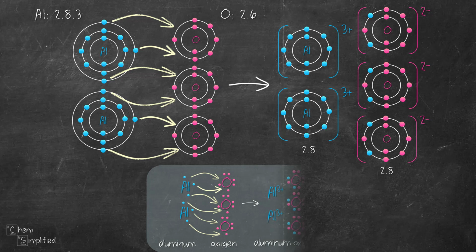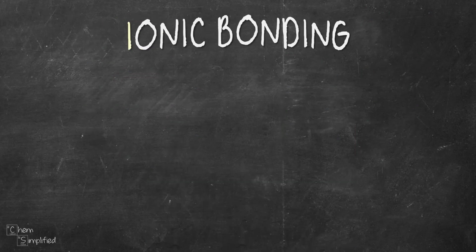Here's the other way to show the transfer of electrons from aluminum to oxygen using Lewis symbol. And the ionic compound that we form is called aluminum oxide with the formula Al2O3. LiF and Al2O3 show the ionic bonding formed between metal and non-metal.